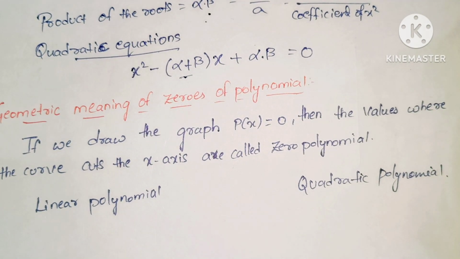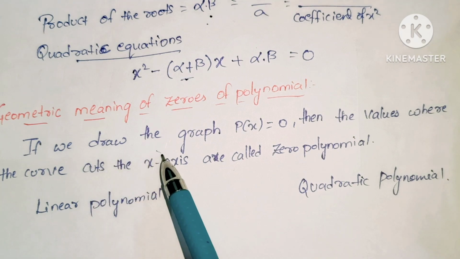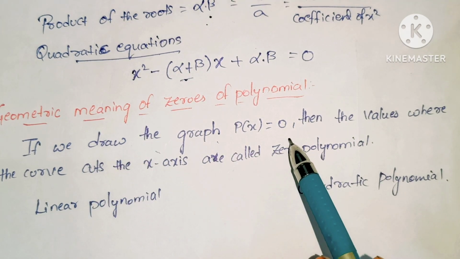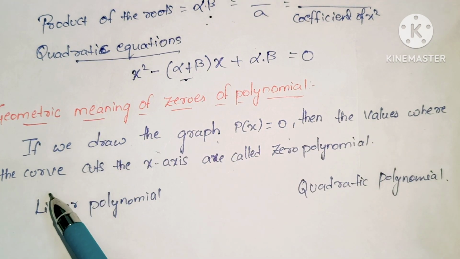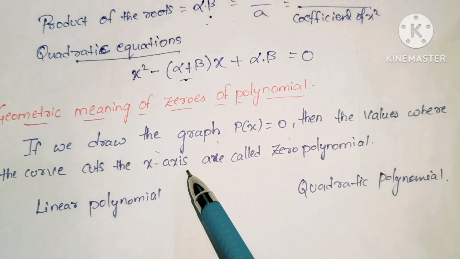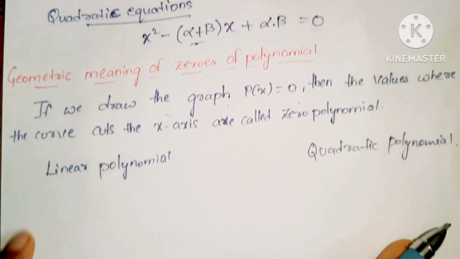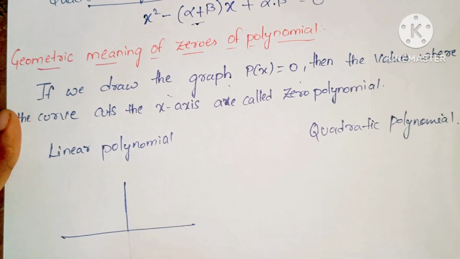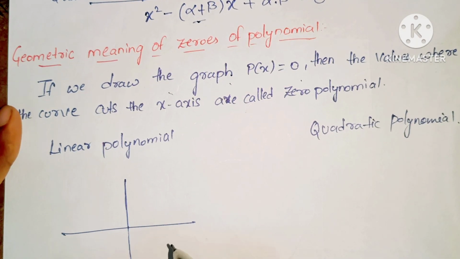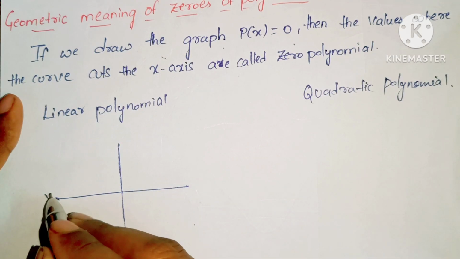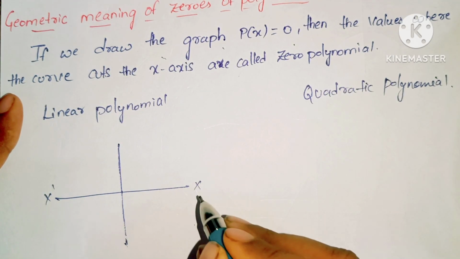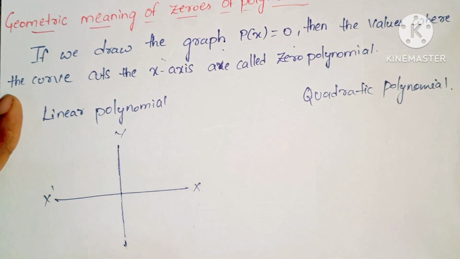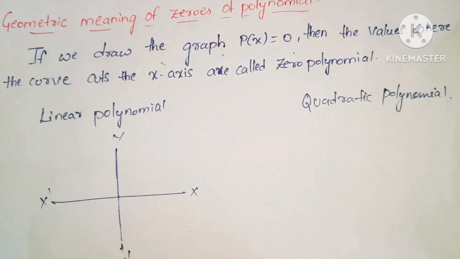So here geometric meaning of zero of a polynomial means what? If we draw the graph p of x equal to 0, then the values where the curve cuts the x-axis are called zeros of the polynomial. For example, this one is the graph. Okay, so in the graph you will have this one negative x-axis, this one positive, this one positive y, this one negative y. So how many roots are there for a particular equation?